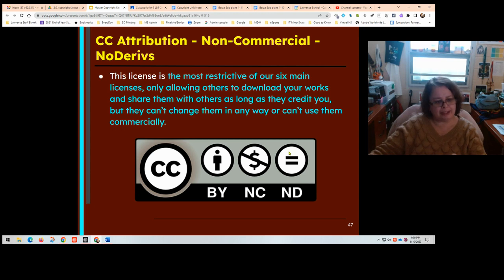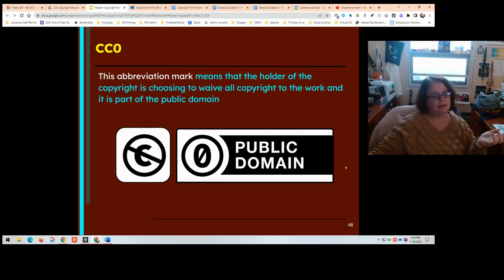So they will all have their own symbols, so you can figure out just by looking at the pictures how restrictive the Creative Commons license is.